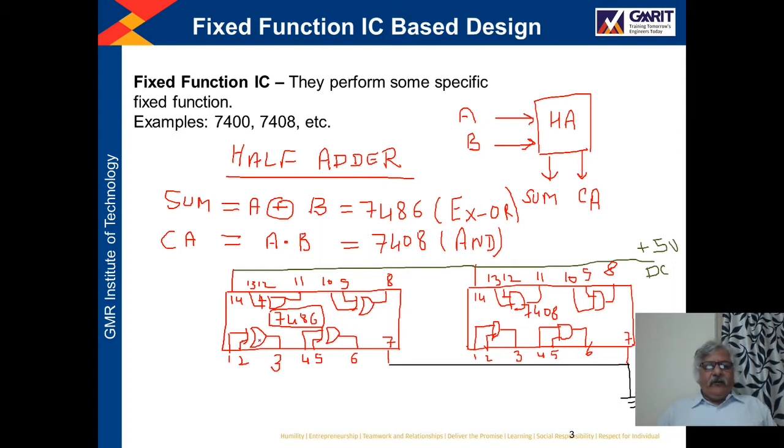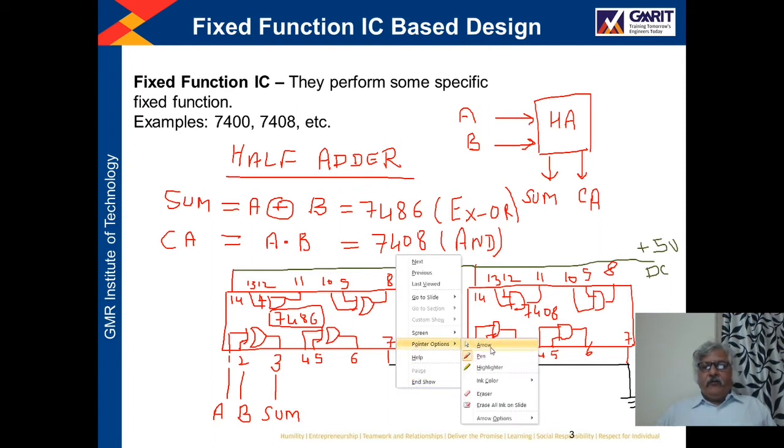So let us assume we have selected this XOR gate which is having input 1 and 2, right? So now input 1 and 2 will be connected to outside world input number A and input number B, right? And whatever output will be generated by this XOR gate, this will give you the sum logic.